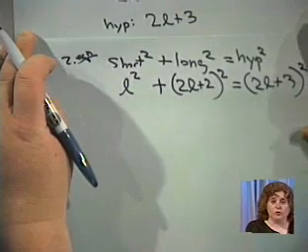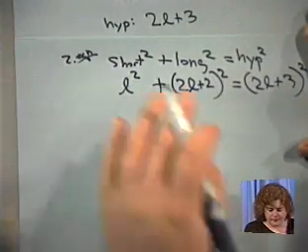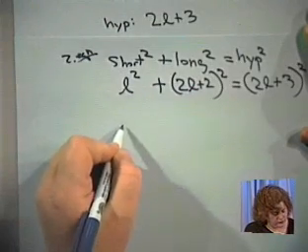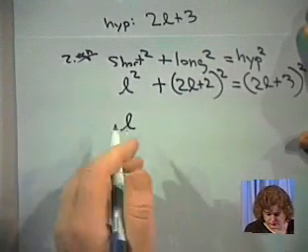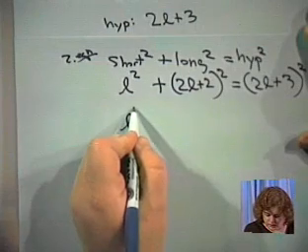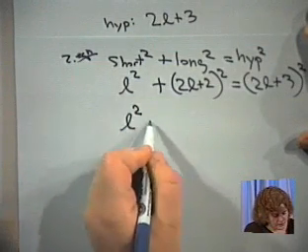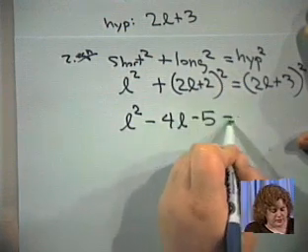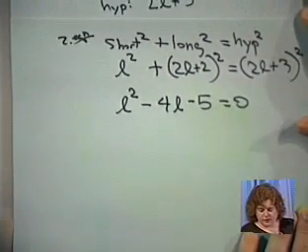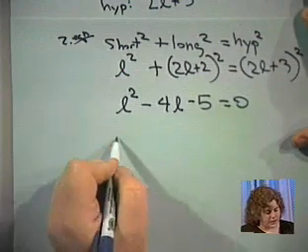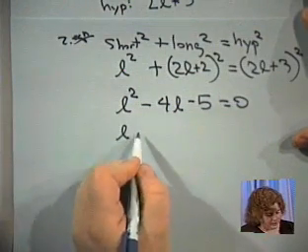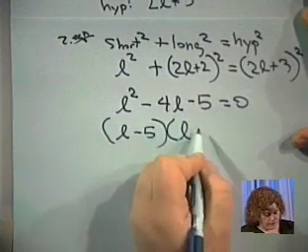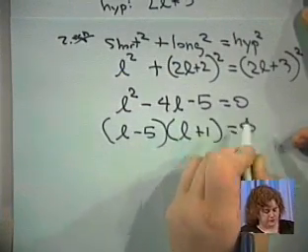I'm not going to go through the whole process of multiplying this out. I'll just tell you that it's going to work out very beautifully. You can go home and check it, or sit at your desk and check it. 2L squared minus 4L minus 5 equals 0. A very lovely equation, which will factor to (L minus 5) times (L plus 1) equals 0.